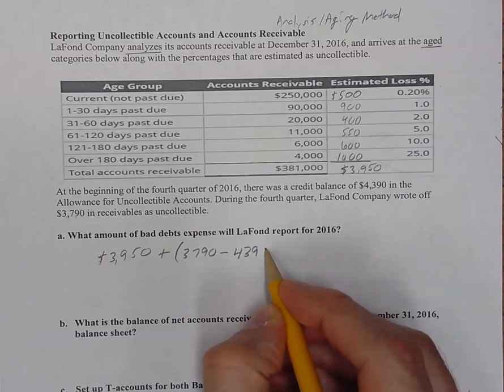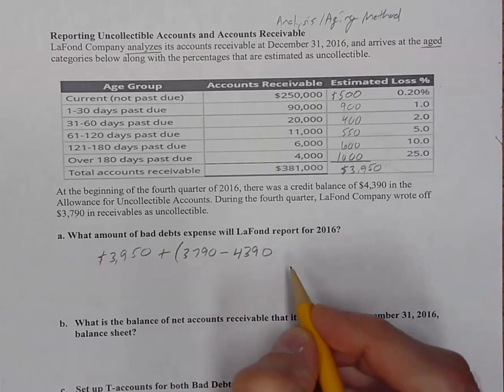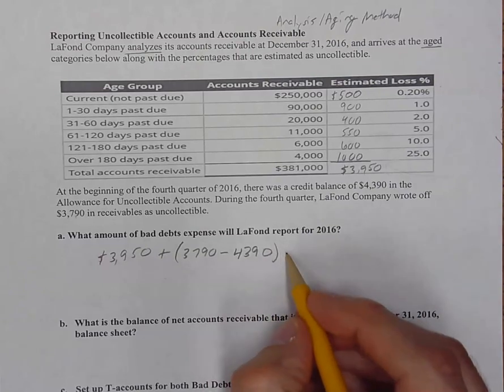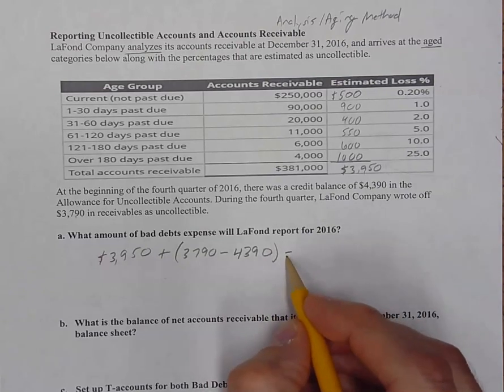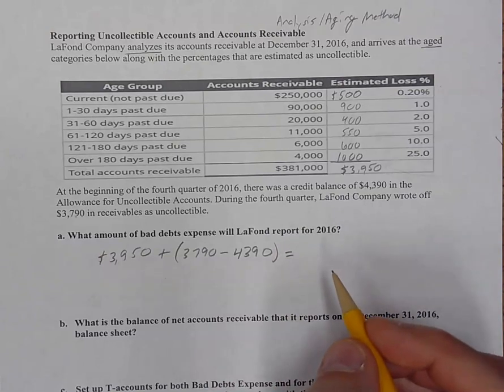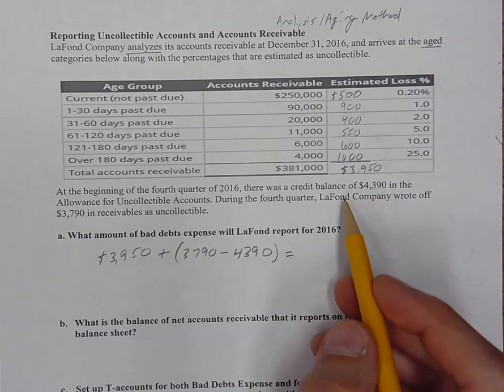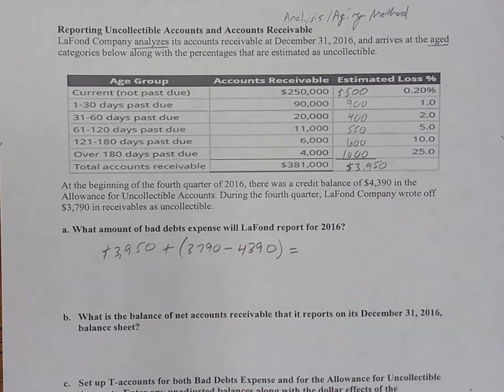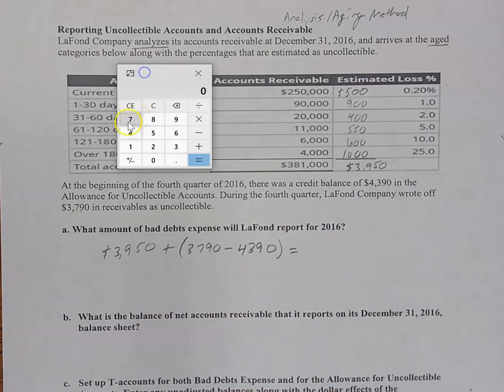Let's see here, $43.90. Yes. Okay, and that's going to give us a grand total here. Let's see here, $390. Better bring the calculator over here just to make sure we're doing this correctly. So $37.90 minus $43.90 that we had is $600.